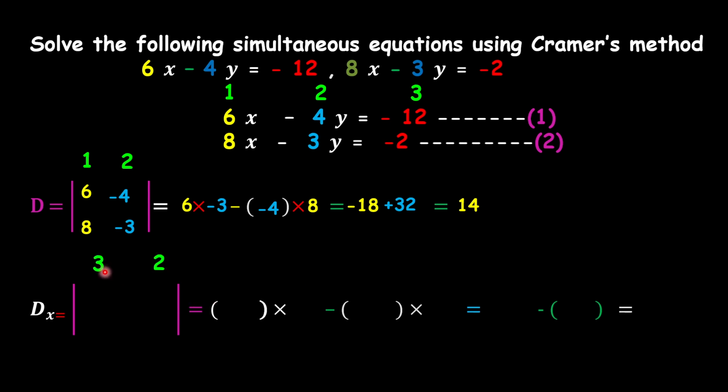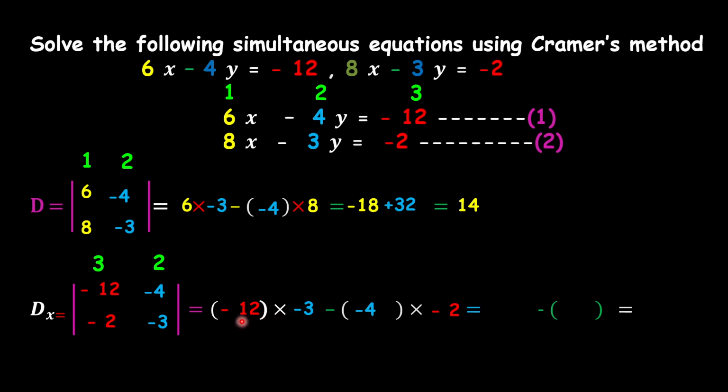Now determinant Dx means 3 2. 3 means the column of constant. Tell me in both equations which are the constant? Negative 12 and negative 2. Now 2 means the column of coefficient of y. Which are the coefficient of y in both equations? Negative 4 and negative 3. Which cross multiplication do we take first? Negative 12 into negative 3 minus negative 4 into negative 2.